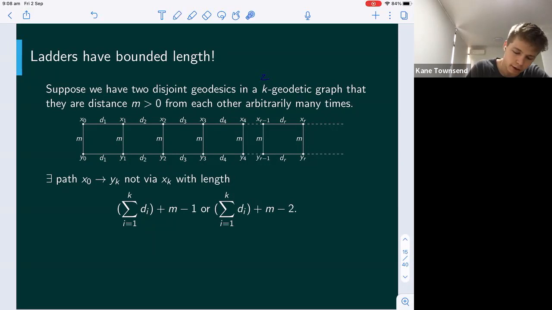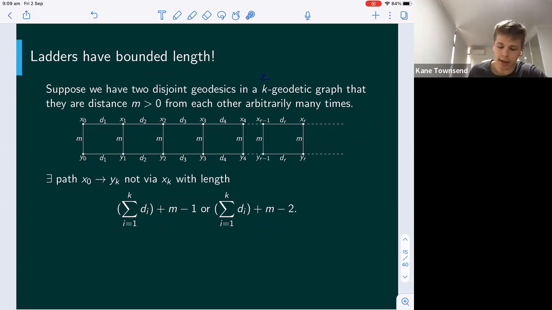So if k equals 2, then we can travel from x0 to y0 and then along this to y2. And this is going to give us a path of length m plus d1 plus d2. And then similarly, we can go along here, or we can go along here. So that gives us 3 paths of the same length. So we know that none of those paths can be the geodesic. And so that means that there must be a shorter path. And in particular, we can deduce that it's actually 1 or 2 less.